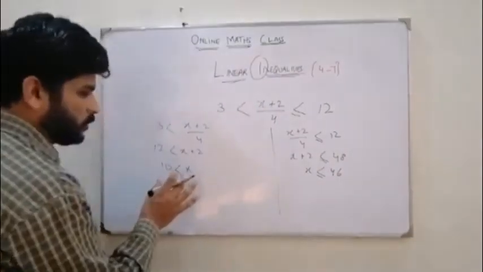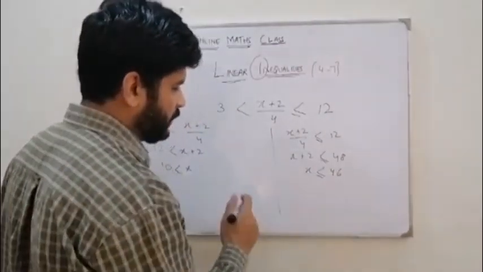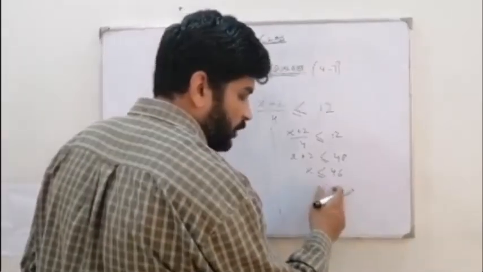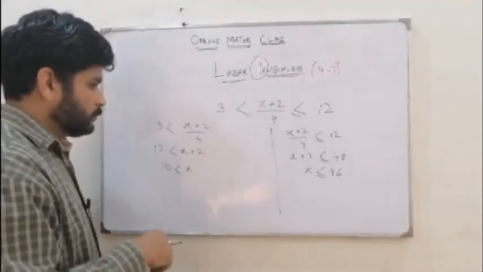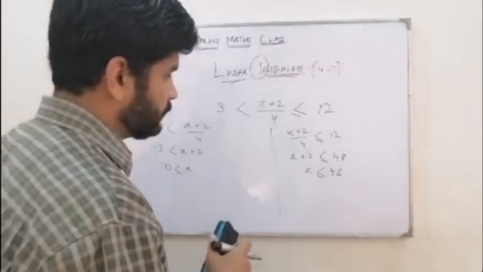Now you can represent this on a number line. X is greater than 10, but x is less than 46, right? 10 to 46 you are going to connect a line. But at 46 you will have a solid circle. So this is how you solve the question, right?